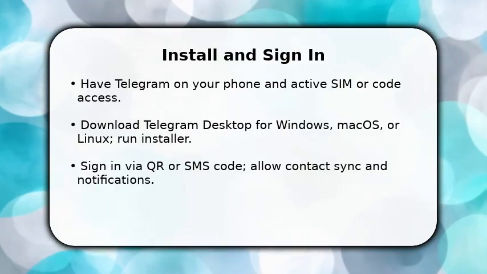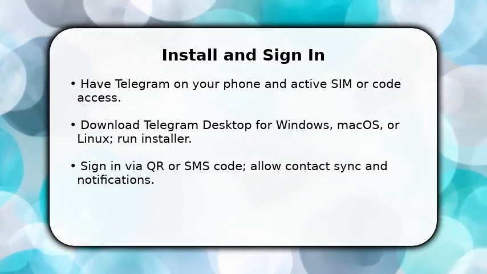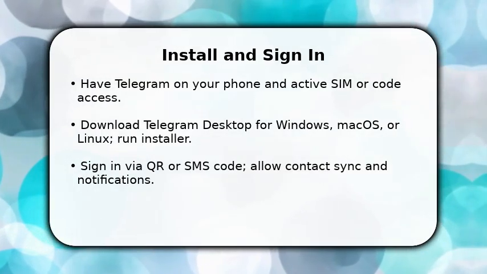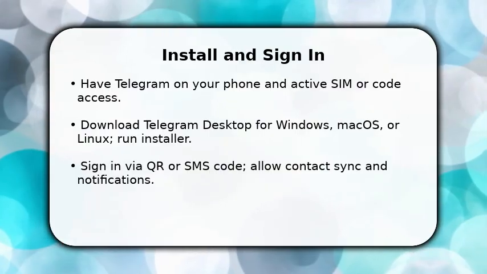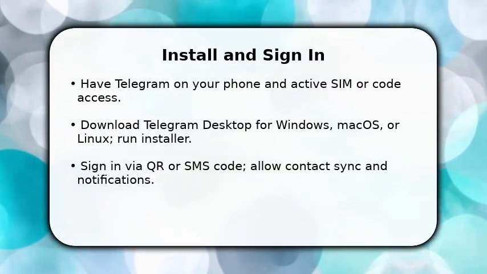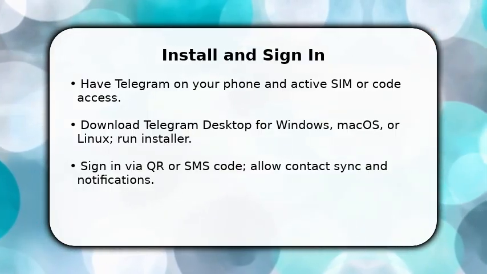You start with your phone ready. Telegram must be active there because you'll authenticate. Install Telegram Desktop for your OS, then open it and choose QR or SMS sign-in. Once done, grant permission to sync contacts and enable notifications so messages appear fast. This links your cloud chats instantly.